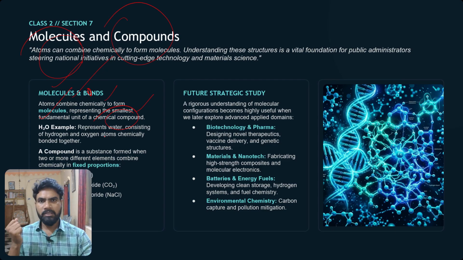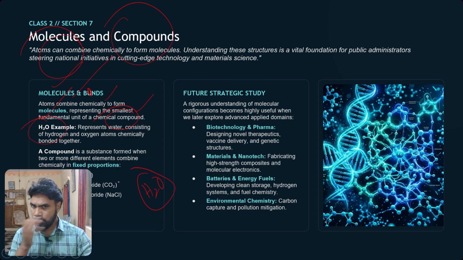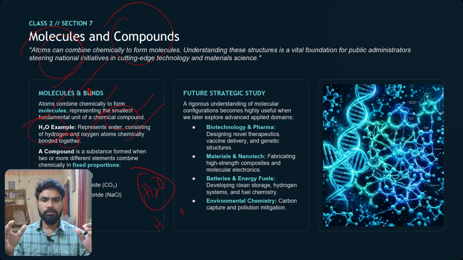For example, the basic example we will take is H2O, water. H2O represents water consisting of hydrogen and oxygen atoms chemically bonded together. Hydrogen is a different element, oxygen is a different element. Because of the bond between hydrogen and oxygen, we are seeing the molecule of water.